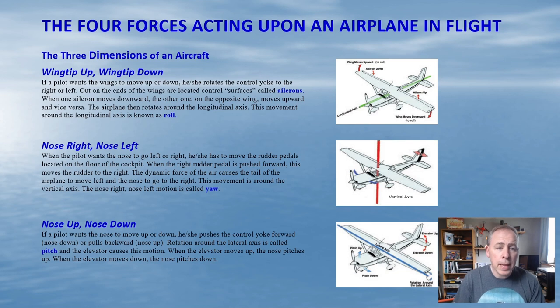So if you look at the wing tip itself, all right, going back to my little demonstration here, if you look at that airplane, the wing tip is when the ailerons are moving, that is going to create our roll, depending on which way or how those ailerons are moving, downward or upward. If one is down and one is up, then you're going to get a roll feature. All right. Same with the nose right and nose left. Depending on how those pedals are compressed, it's going to give us a side-to-side movement. And finally, up and down, that nose going up and down is our pitch.